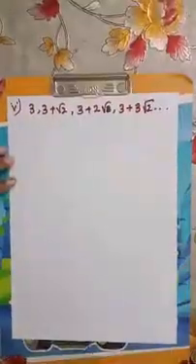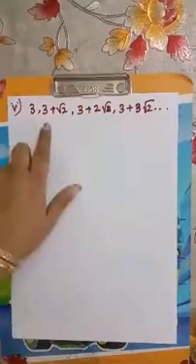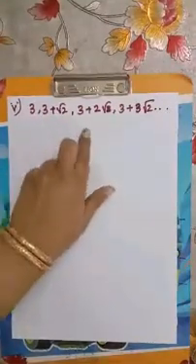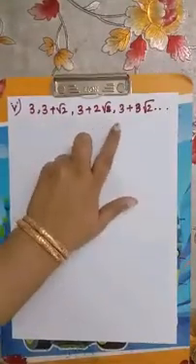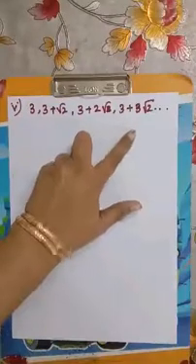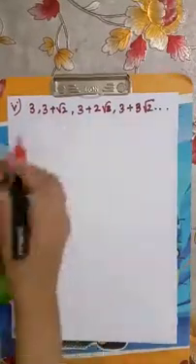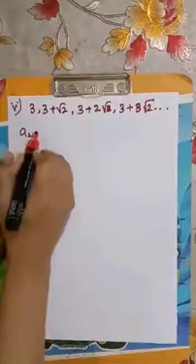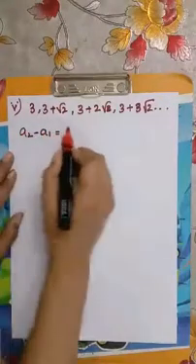The next fifth problem I am doing. 3, 3 plus root 2, 3 plus 2 root 2, 3 plus 3 root 2. First we have to check whether it is in AP. That is A2 minus A1. Second term minus first term.